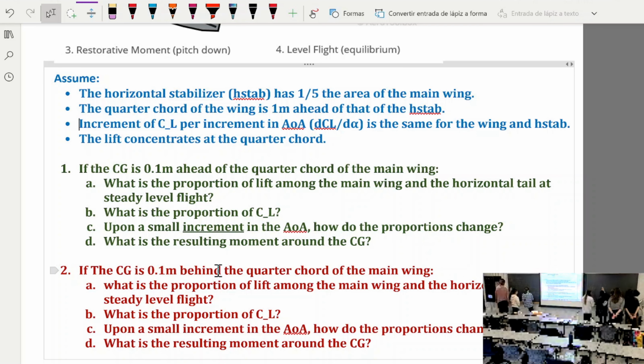So we're doing number 3. Since we can assume that the change in CL with respect to angle of attack is the same for both the main wing and the tail, the change in CL would be the same. The area is 5 times more on the wing. So this is the ratio of the lift coefficients, right? Just imagine for this one it's 1.1, for this one it's minus 0.5.